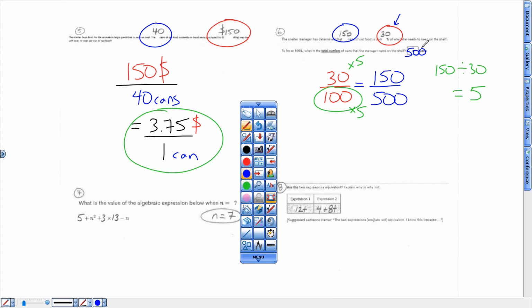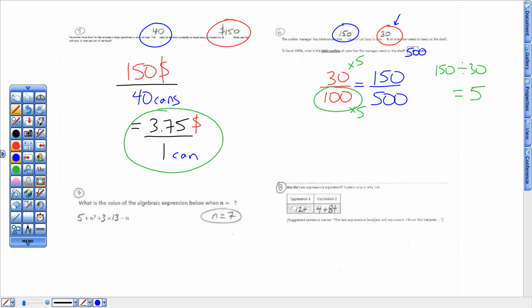All right, next problem. Plug it in. Here I go. Take this 7 and plug it in both places for n. But know that 7 squared is never 14. So here we go. I got 5 plus putting that 7 right here to the second power. Remember, that's never 14. That's 7 times 7, 49. And then I do 3 times 13, and then I plug in another 7 for that n right there.